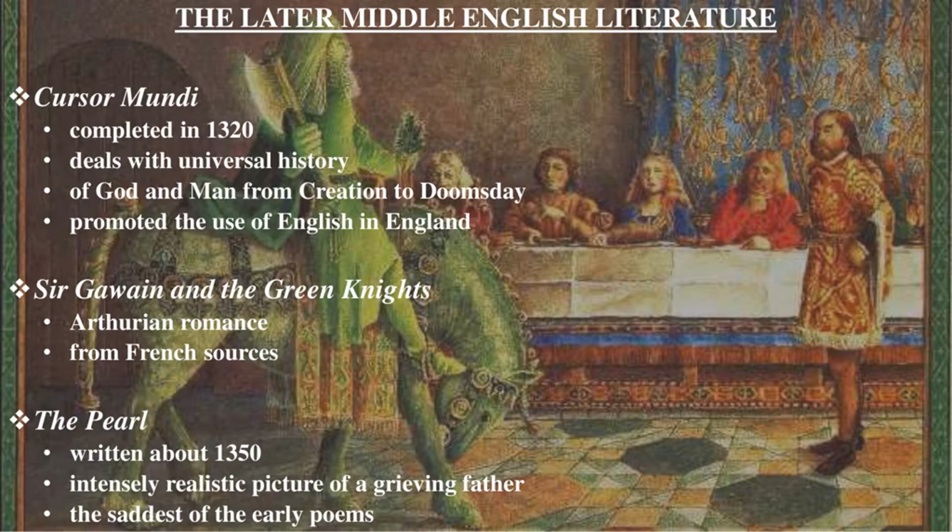The same unknown poet has written The Pearl. The Pearl, written about 1350, is an intensely human and realistic picture of a father's grief for his little daughter. It is said to be the saddest of our early poems.